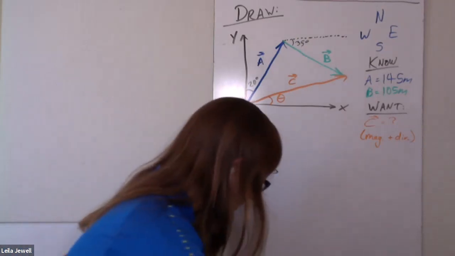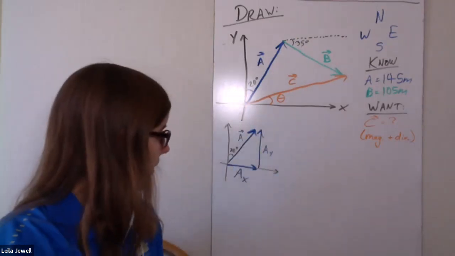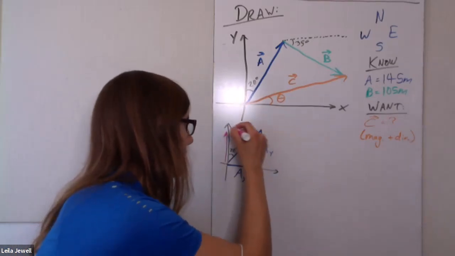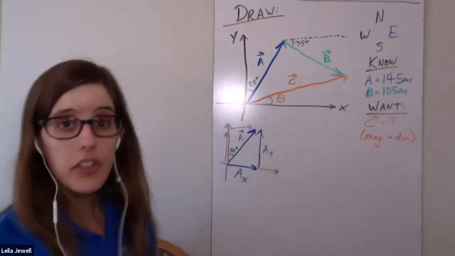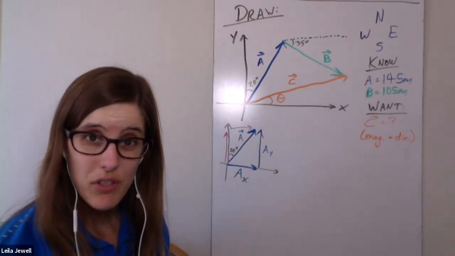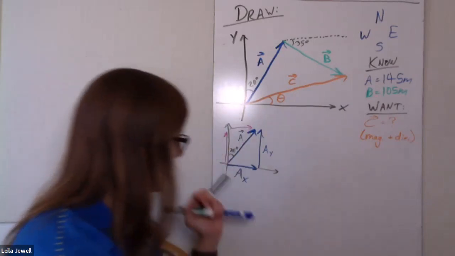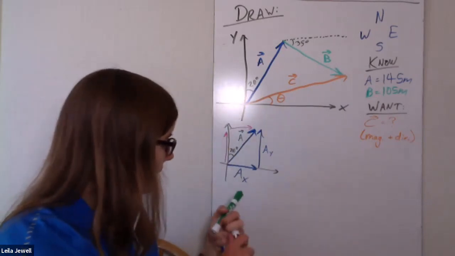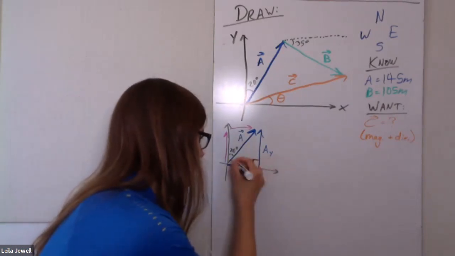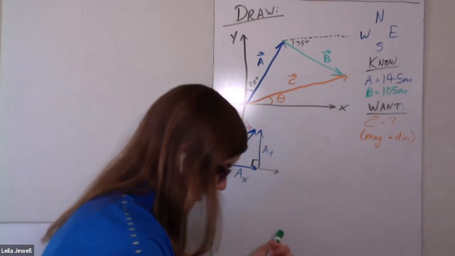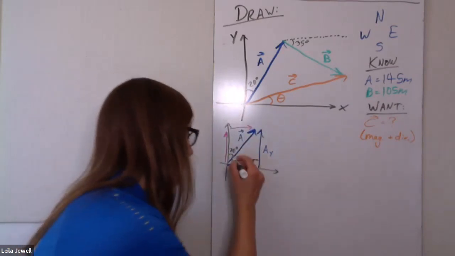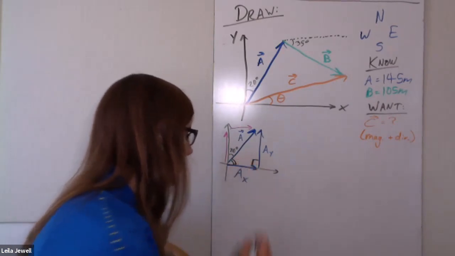The other method you could use here is you could draw in A sub Y like so, and A sub X, and use the left side of the triangle, but your sine and cosine are going to switch, so that gets a little confusing. So I'd recommend instead doing this one. This will require a little bit of work to figure out the angle theta here, because we don't know what this angle is.